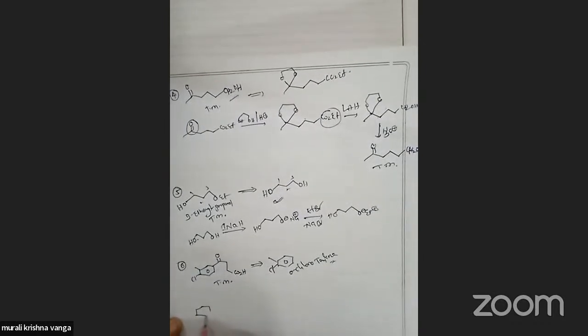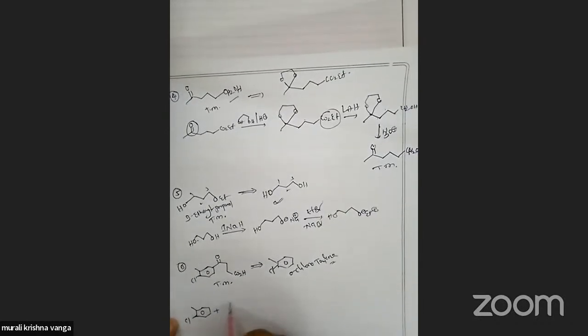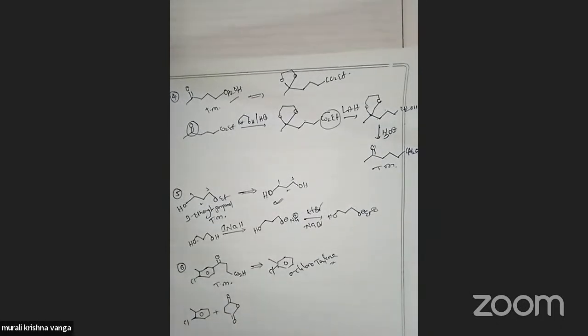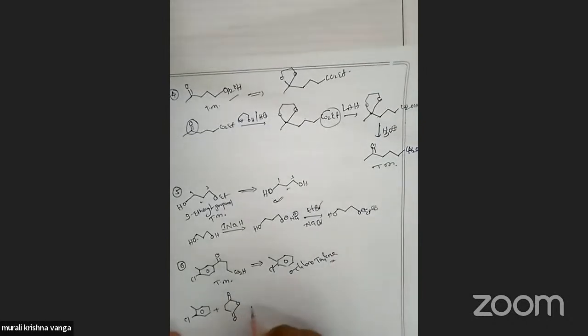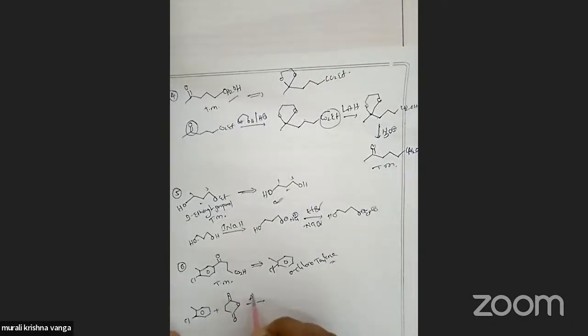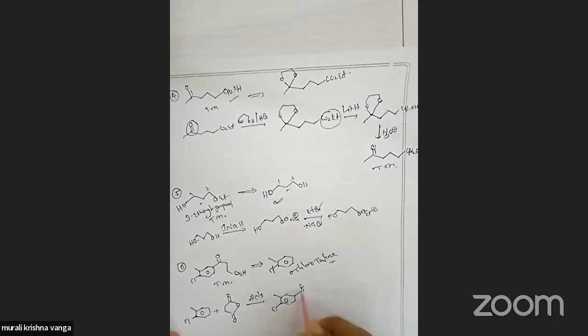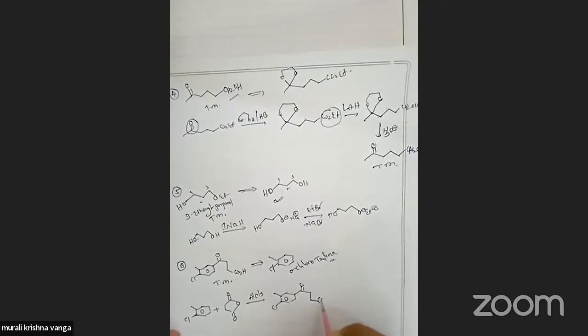Orthochlorotoluene is the product. Now, synthesis of the target molecule from orthochlorotoluene: when this compound reacts with maleic anhydride in the presence of AlCl3, acylation takes place. Friedel-Crafts acylation gives the product.